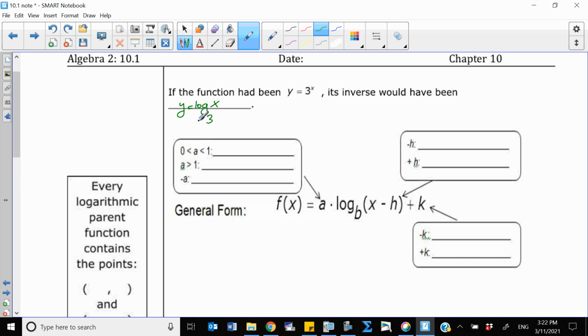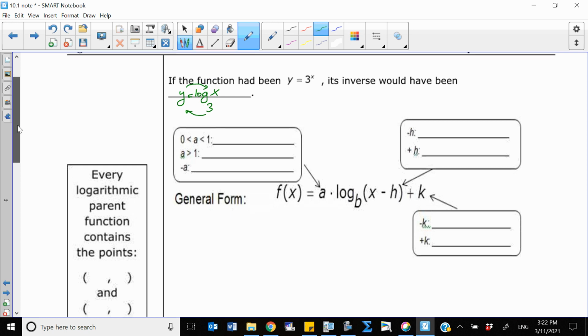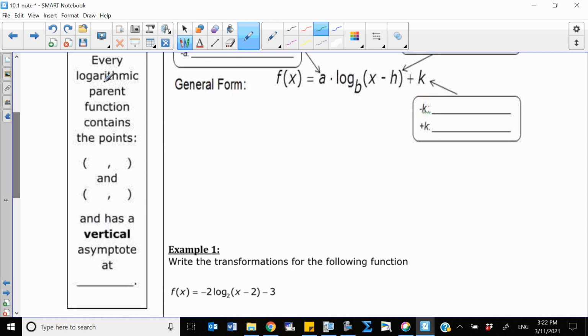That's going to be the base of my log. And now it's going to change like this. So the meaning of this log is 3 to the power of what number is equal to x. Okay, now let's talk about this part.